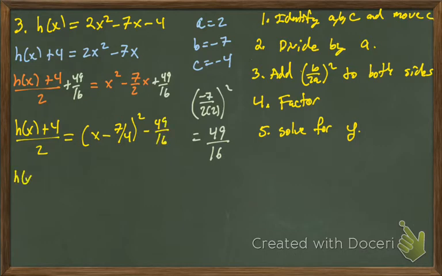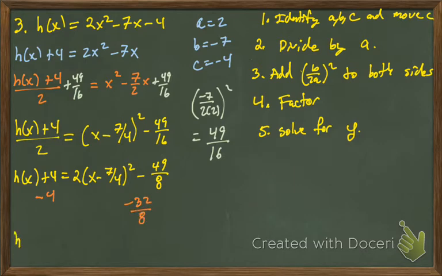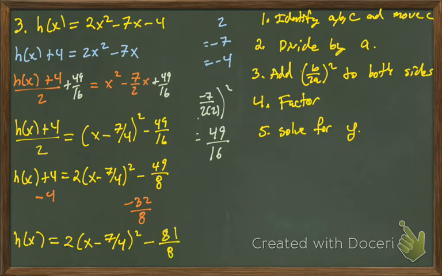And then we'll multiply both sides by 2. So we're solving for the y, or in this case the h of x. So 2 times (x minus 7 over 4) quantity squared minus 49 over 8. And then finally we'll subtract 4 from both sides. And 4 is the same thing as 32 over 8, but we wanted a common denominator, so that's why we chose to do 32 over 8. Alright, so h of x is equal to 2 times the quantity (x minus 7 over 4) squared, and then minus 81 over 8.